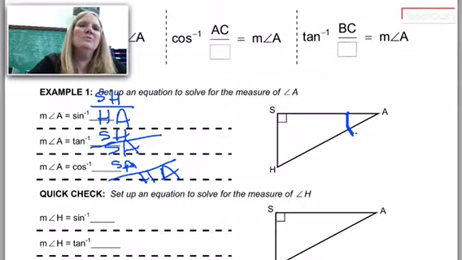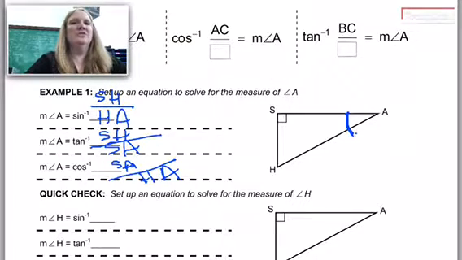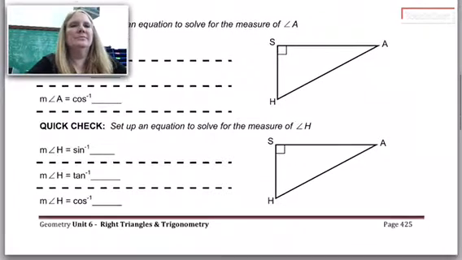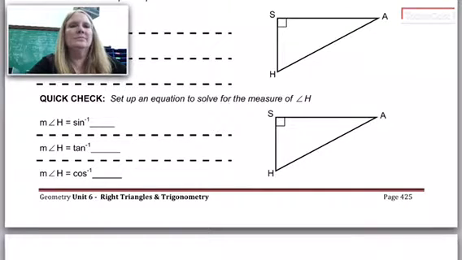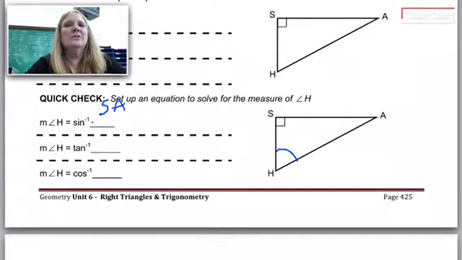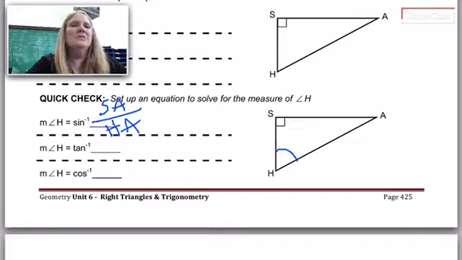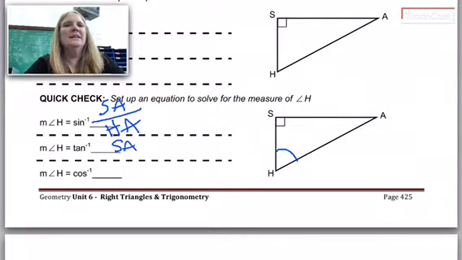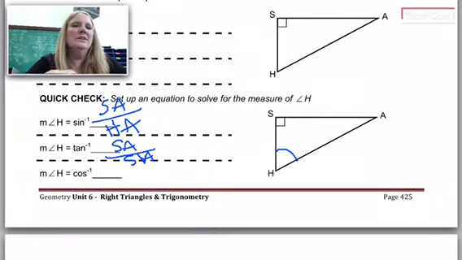All right, so see if you can write them for angle H. Please pause the video and try and write them yourself. Okay, hope you paused. We're looking at angle H. Sine is opposite over hypotenuse, so SA over HA. The tangent is opposite over adjacent, SA over SH, and cosine is adjacent over hypotenuse, so SH over HA.